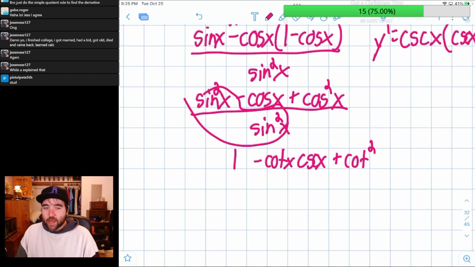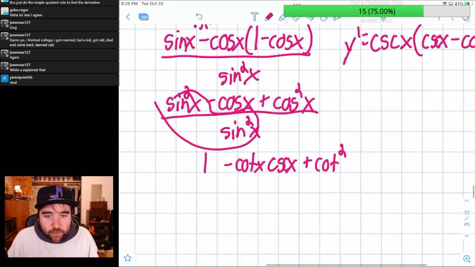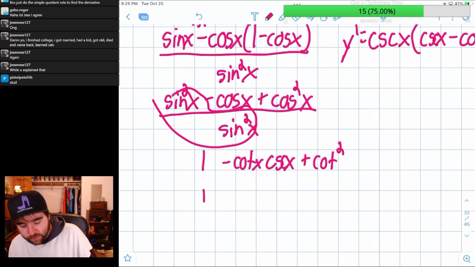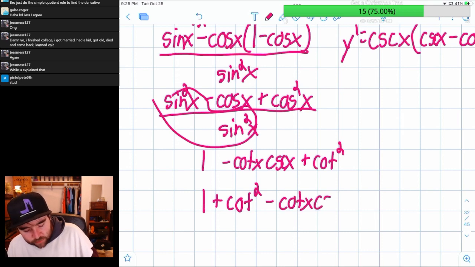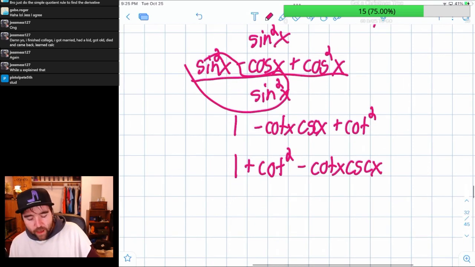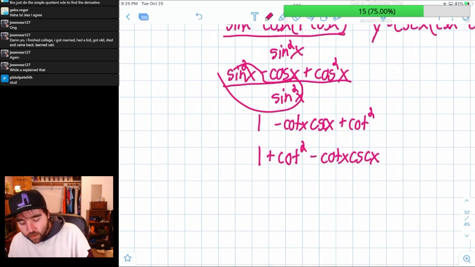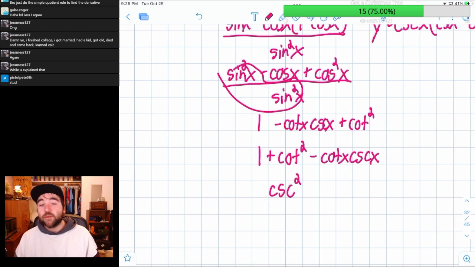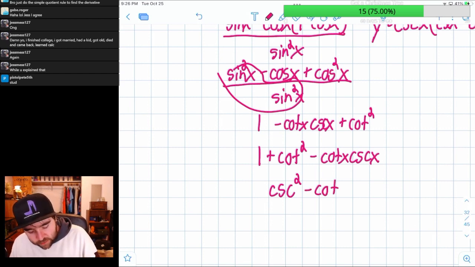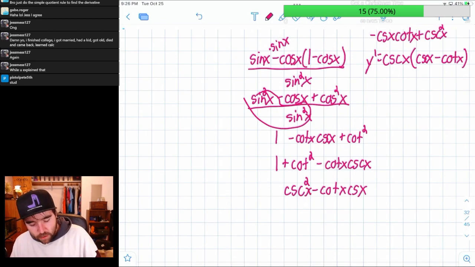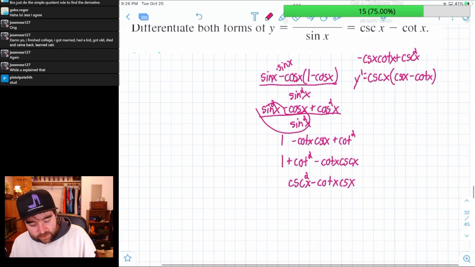Okay. And that might not seem like it makes a big difference for us, but it actually makes a huge difference. Because now we have 1 plus cotangent squared minus cotangent of x cosecant of x. And what's 1 plus cotangent squared? 1 plus cotangent squared by the Pythagorean identity is cosecant squared. So that's cosecant squared minus cotangent of x times cosecant of x, which is exactly what we got.